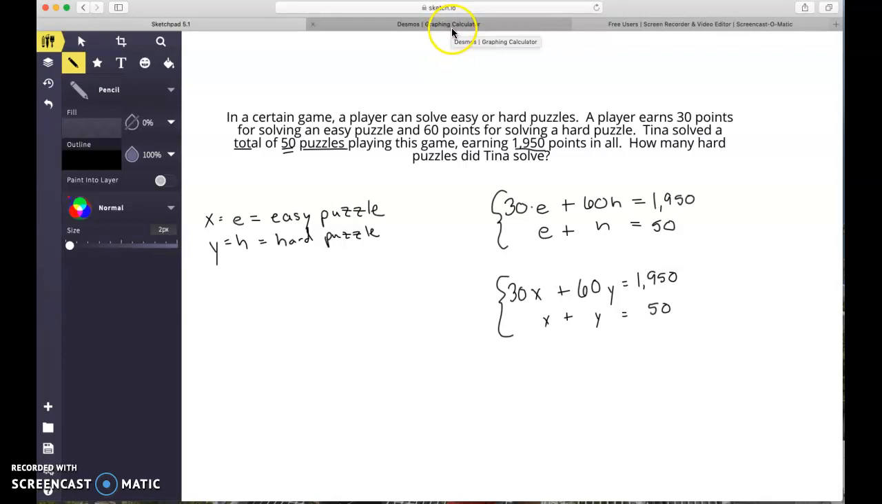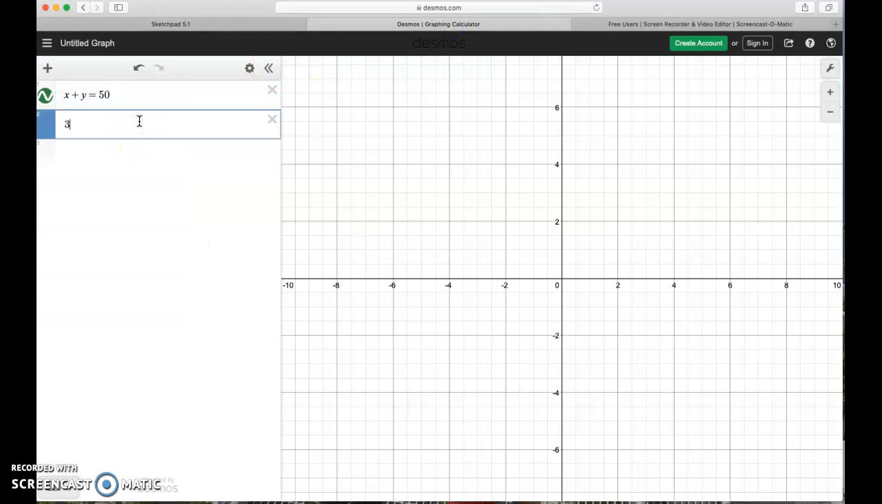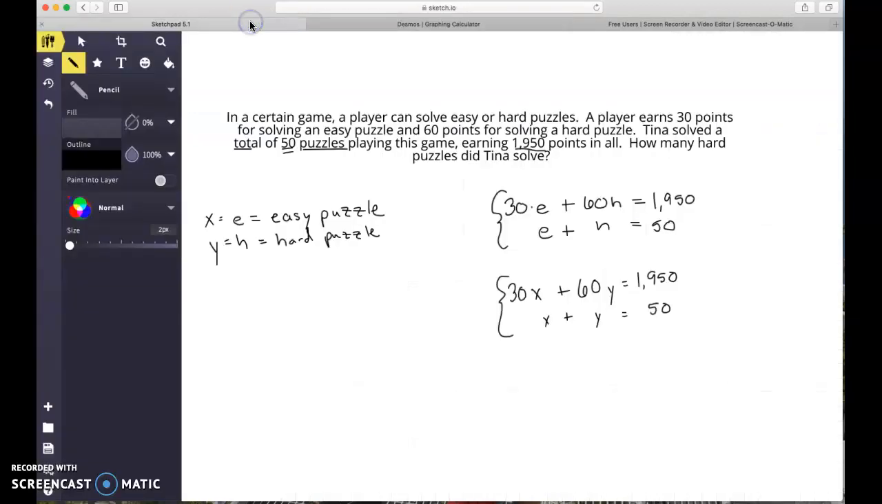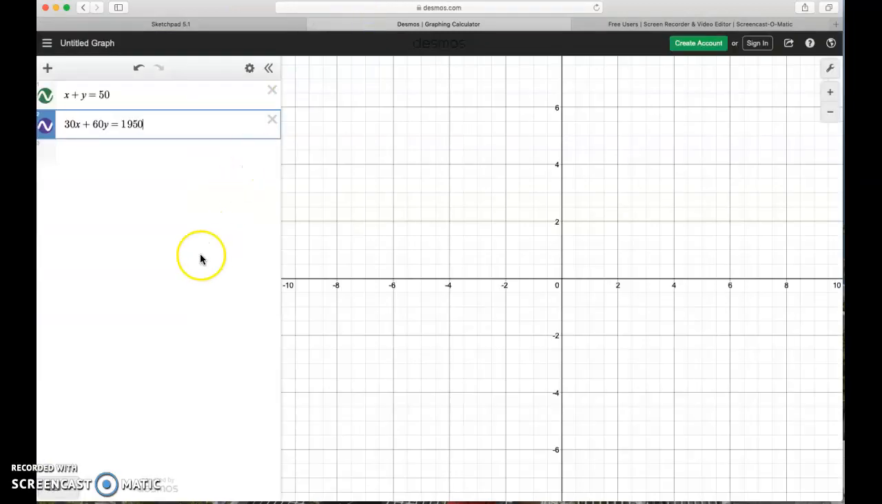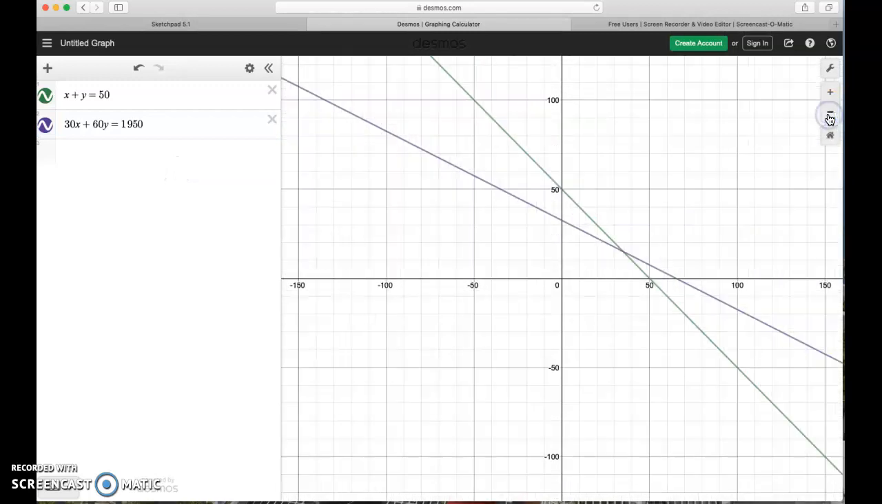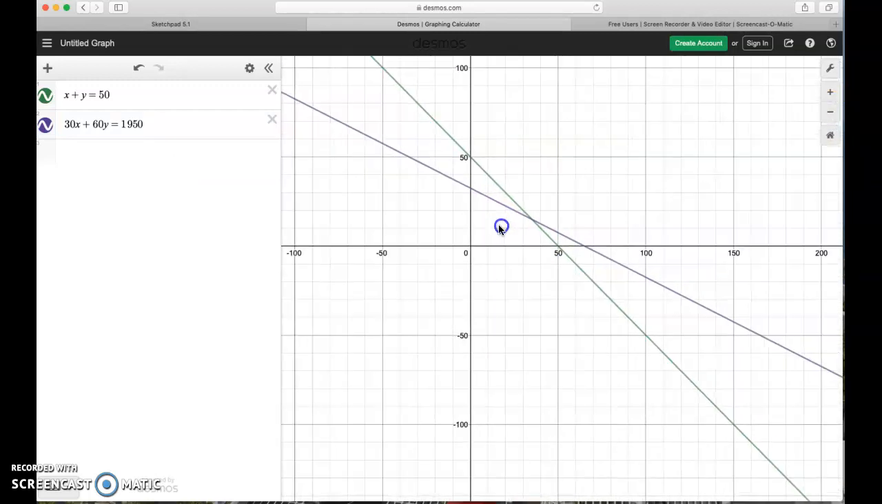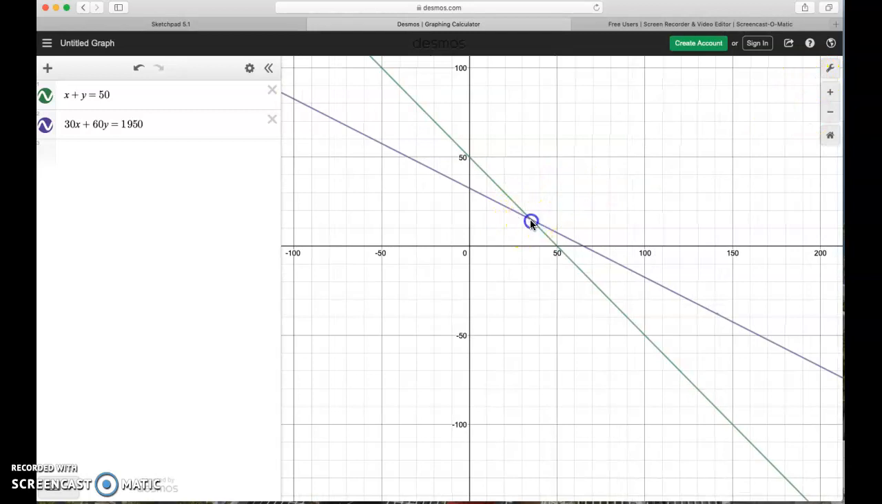Okay, so we've got x plus y equals 50 and 30x plus 60y equals 1,950. I'm just going to pop back over to verify that that was actually what it said. 30x, 60y, 1,950. Yep. And it looks like what's happening is it's just not graphed on my scale. So I just had to zoom out a little bit. And let's see here. I should be able to find my intersection right there, 35 and 15.